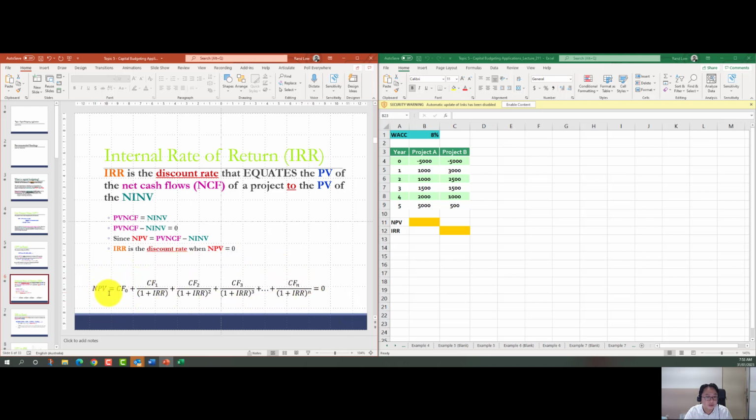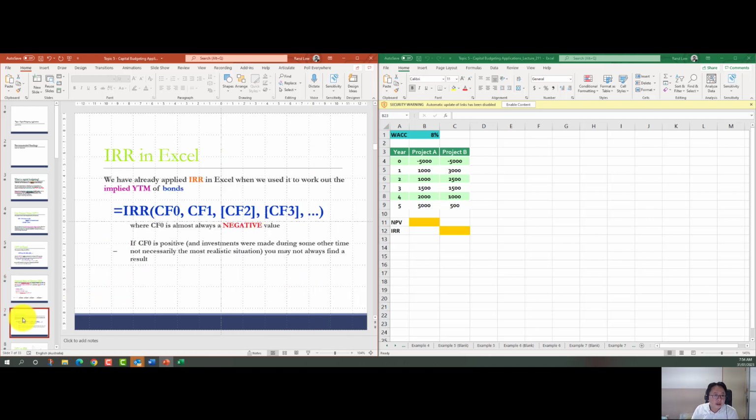NPV equals the cash flow 0 plus CF 1 over 1 plus IRR, and so on and so forth, and it all equals 0. Okay, so your first investment amount, CF naught, plus all the positive cash flows coming in, discounted by IRR as a discount rate, it all equates to 0. So IRR can be sort of like the break-even point, okay? The break-even point.